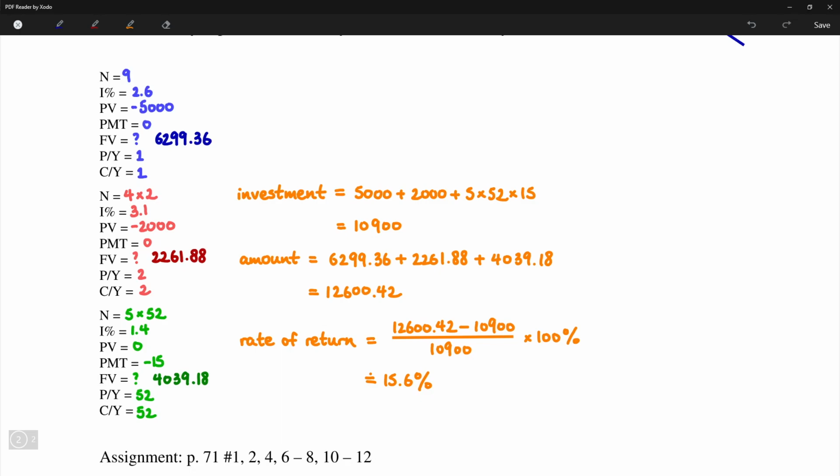Okay, so that's it. That's an overview of the unit, the different kinds of questions that are in there, both using the formulas and also using the TVM solver.